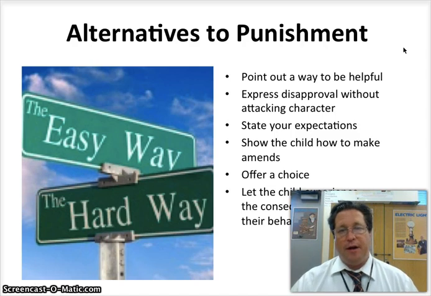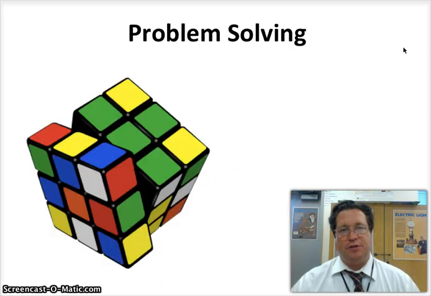So, point out ways to be helpful, express your disapproval without attacking the character, state your expectations, show the child how to make it up to you, offer them a choice in the punishment, and then let the child experience the consequences of their behavior. These are all alternatives to harsh and draconian punishment that we can offer our students.